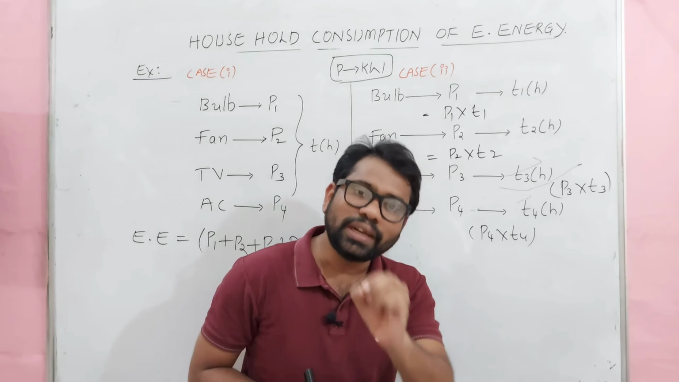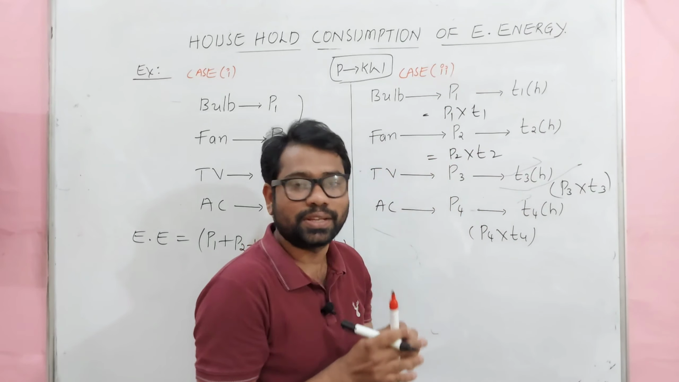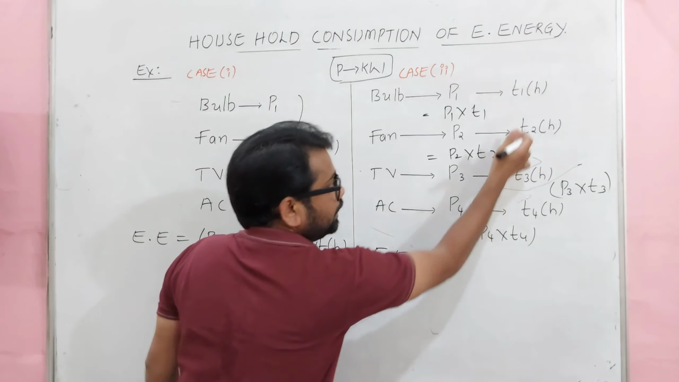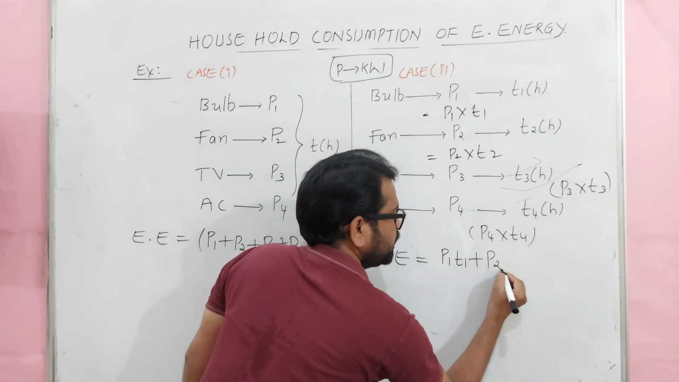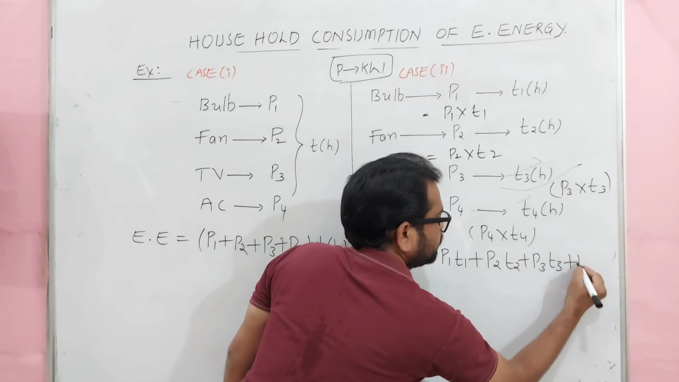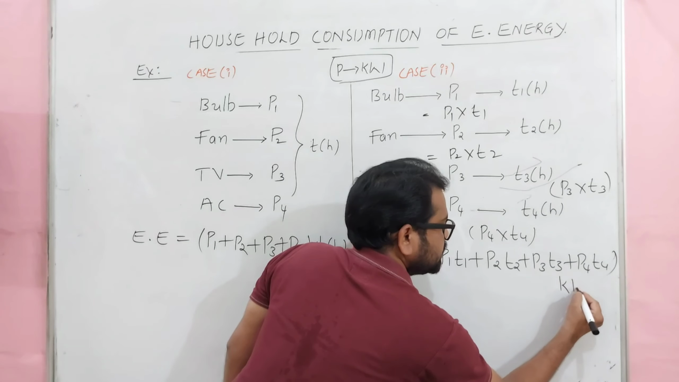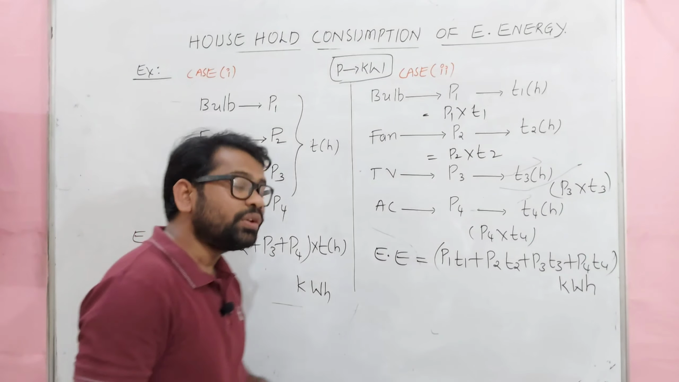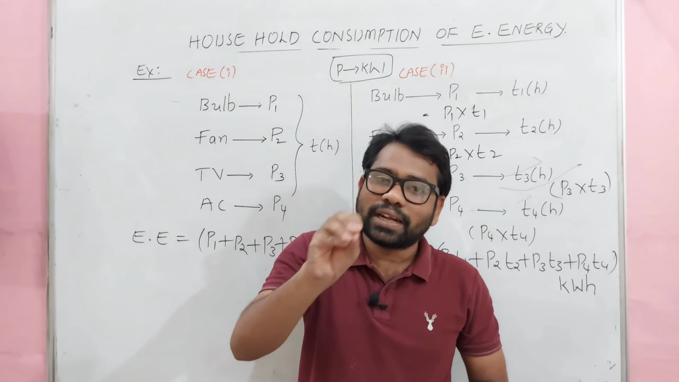Now to calculate the total electrical energy, what do we have to do? We have to add all these energies. So electrical energy is equal to P1 T1 plus P2 T2 plus P3 T3 plus P4 T4. So finally we will get electrical energy in terms of kilowatt hour. So children, this is how we can calculate the electrical energy consumed by different electric appliances.